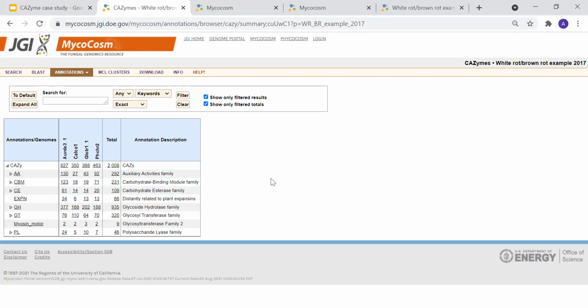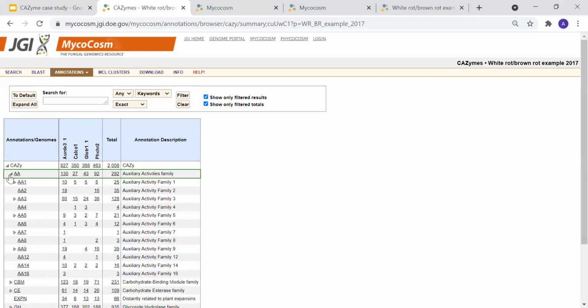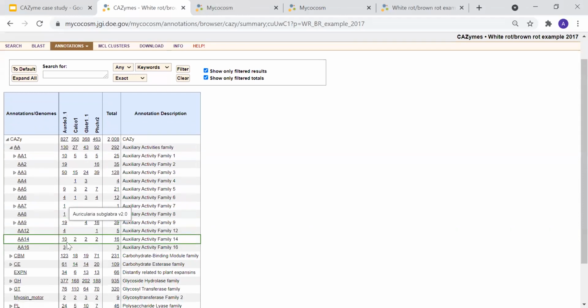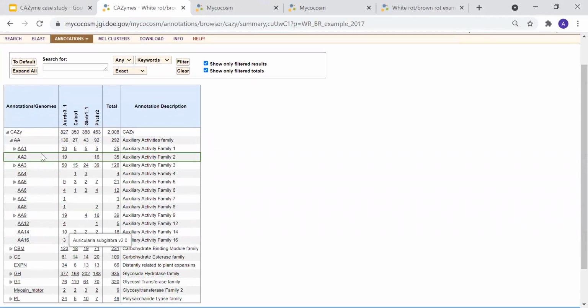The auxiliary activities family contains peroxidases that mainly act on lignin. Peroxidases are enzymes that catalyze oxidation reduction reactions. When we click this right here, we're going to get a drop down of different subfamilies. The first subfamily that we're going to be looking at is AA2. Based on previous research, we know that AA2 is a peroxidase that breaks down lignin.